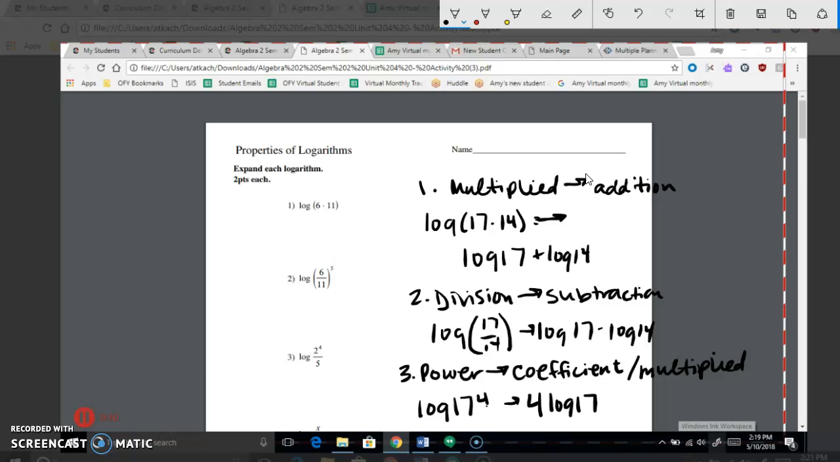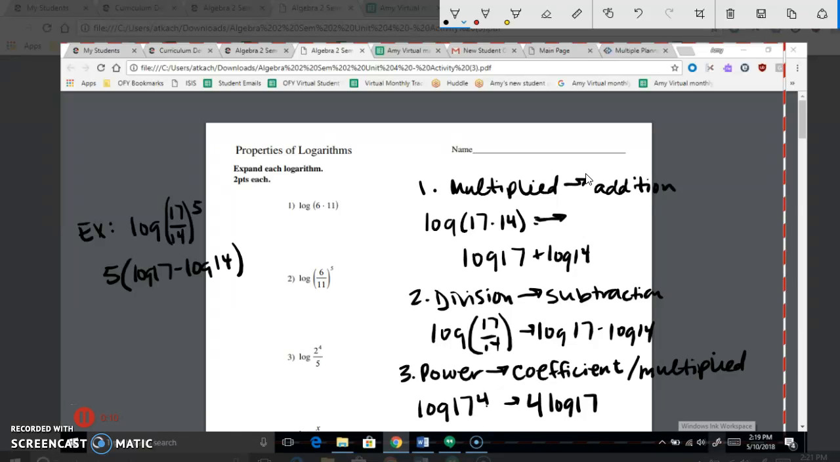So if we have something more complex, let's have a few things going on here. Say we have log of 17 over 14 to the power of 5. There's two things happening. We're first going to bring the 5 out to the front, and then now that's being multiplied by the log of 17 minus the log of 14.